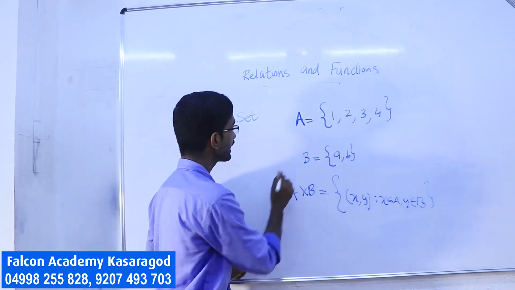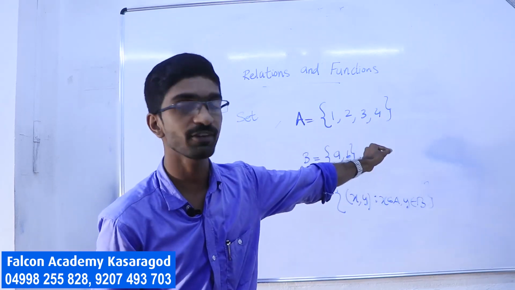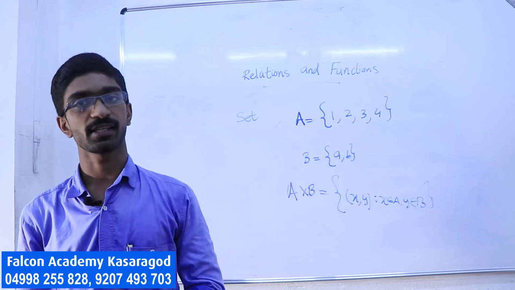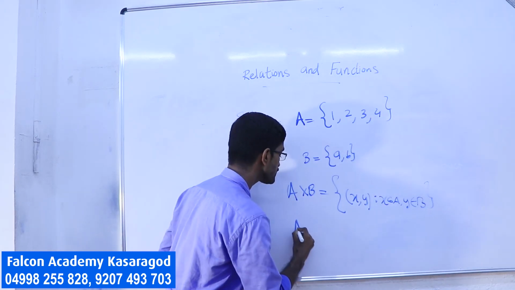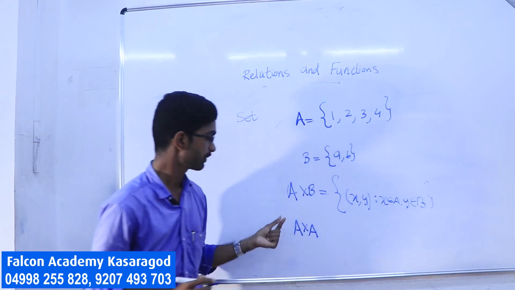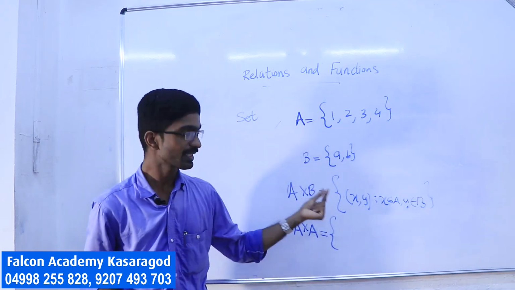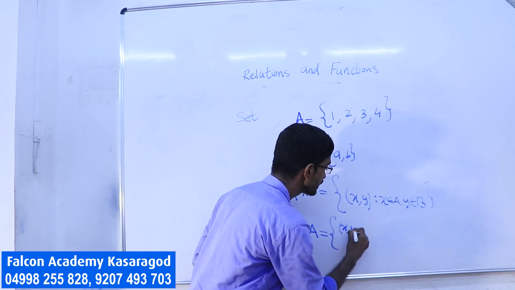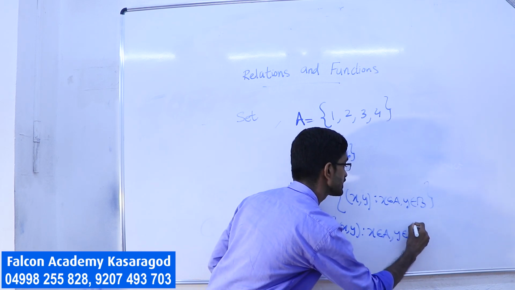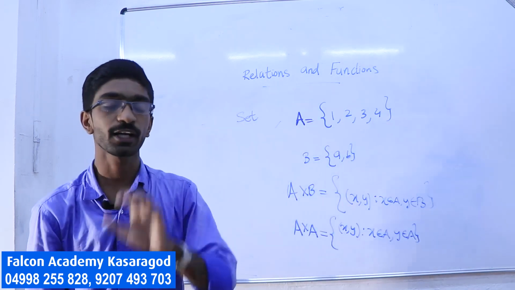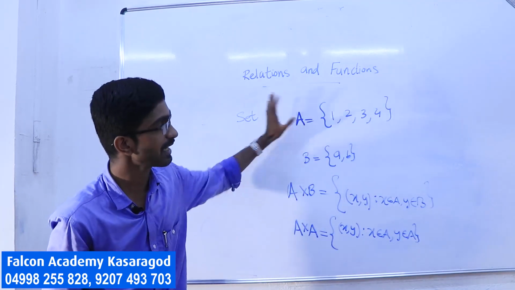Now, I can consider only the set A containing the elements 1, 2, 3 and 4. Clearly, A is a finite set. Now, can I define instead of B the cross product of A and A itself? A cross A. So, it is also the same set of all x comma y such that x belongs to A and y also belongs to the set A. That means the cross product A cross A is defined on the given set A.